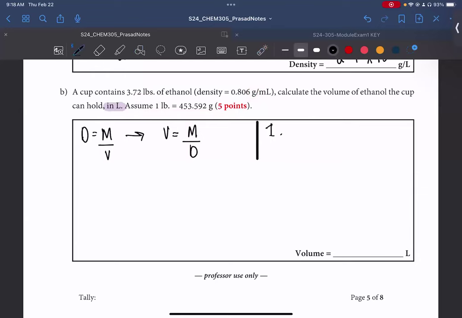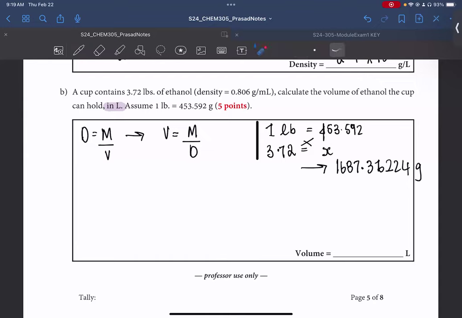I have told you that 1 pound is equal to 453.592 grams. I want to know how many grams are in 3.72 pounds. If anyone has that answer immediately, could you just shout it out, please? It's like 16 something. Is there a decimal point in there? Great. Thank you very much. And this is the mass in grams. Okay, that's one big conversion out of the way. Next up, we're given milliliters. No big worry, because we just need to convert that at the end.